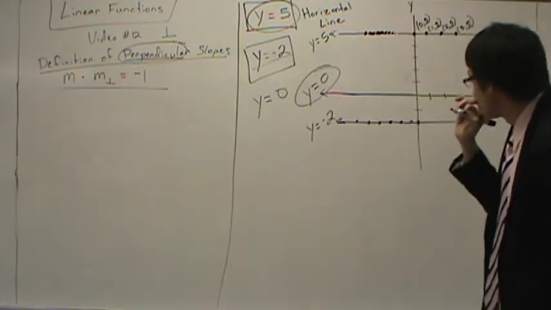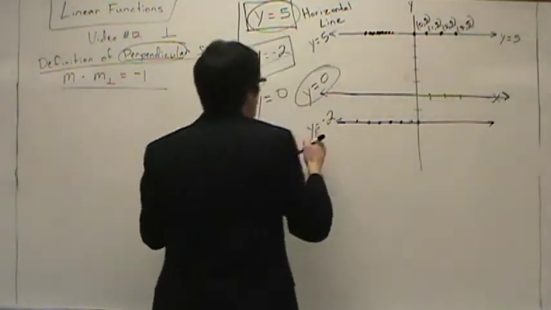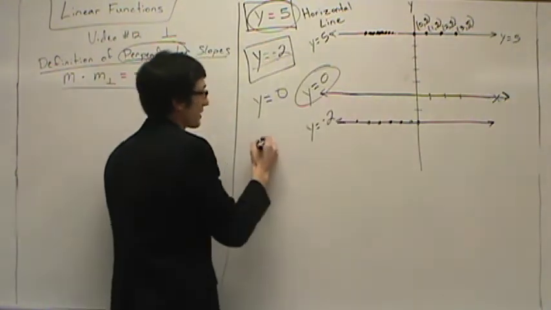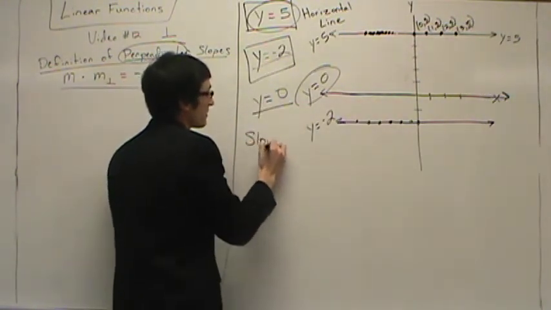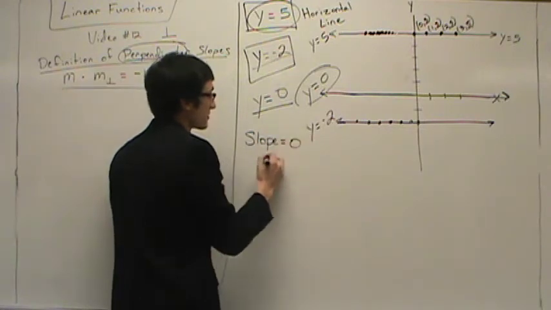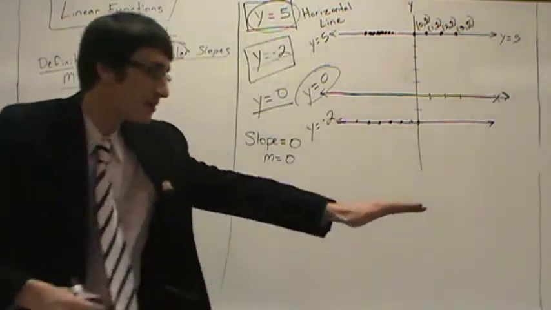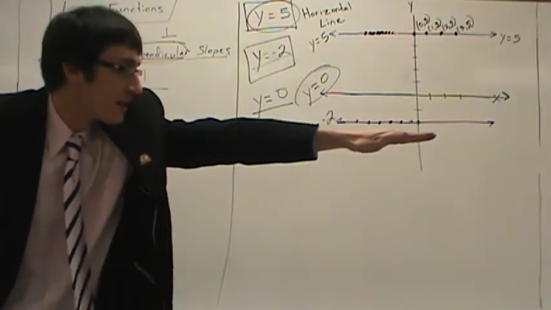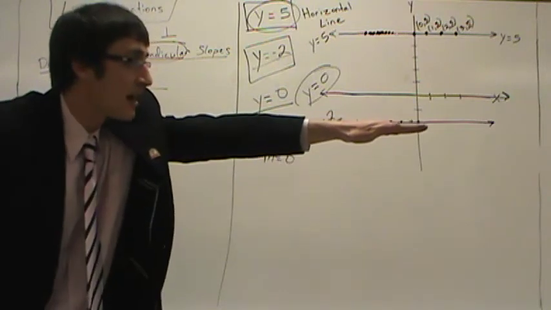Now, all of these lines have a slope of 0. So each of these lines has a slope equal to 0. So we say m equals 0. Here's a quick reminder. If I put my arm out like this, what is the slope of this line? Hopefully you say slope is 0, but let me explain why again.